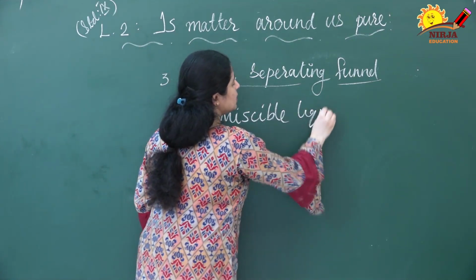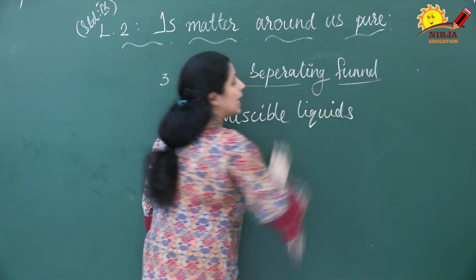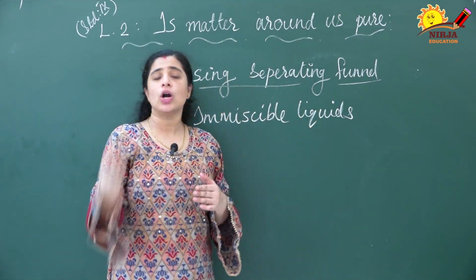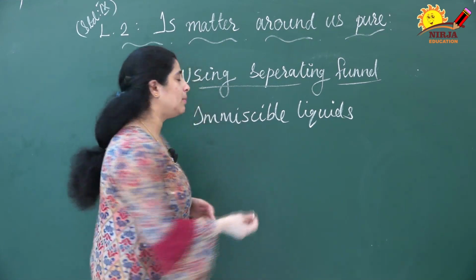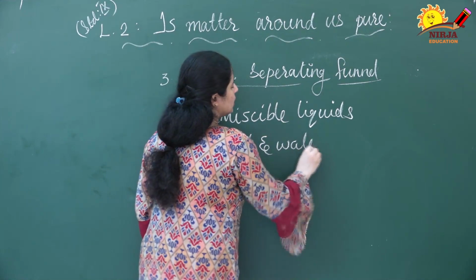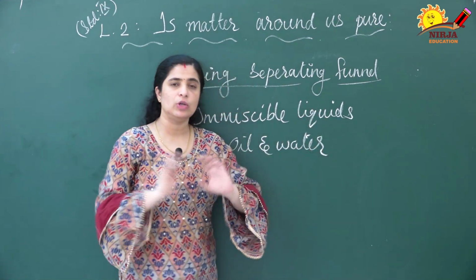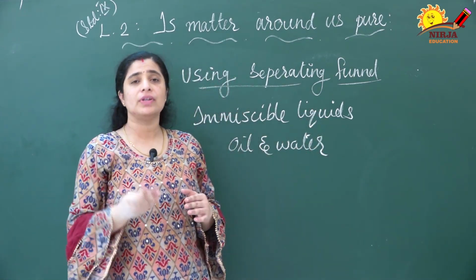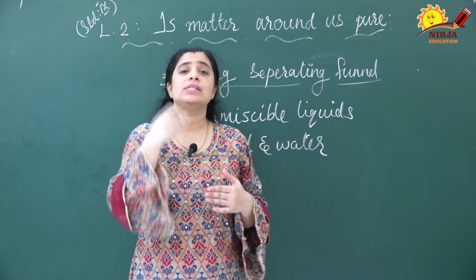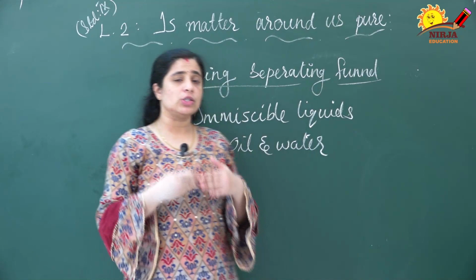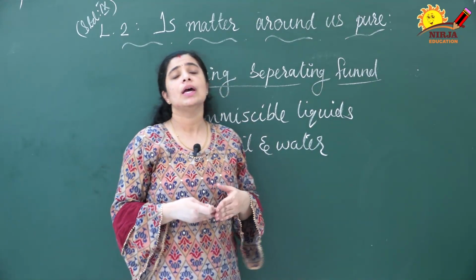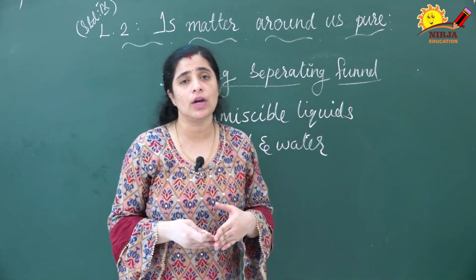Immiscible liquids means liquids that do not mix with each other. One liquid is not soluble in the other. For example, oil and water. You know that oil and water do not mix. When you shake them vigorously also, after some time you can see separate layers. That means they are immiscible liquids. To separate immiscible liquids we are using this method, the separating funnel.